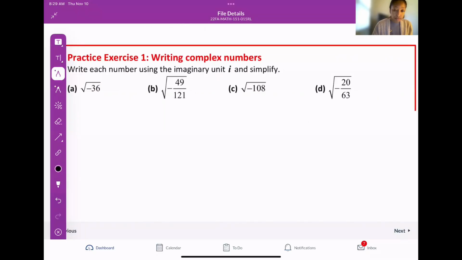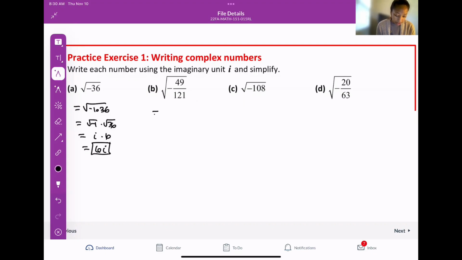For practice exercise number 1, problem 1, excuse me. The square root of -36. This is an easy one. We know the square root of 36 is 6, so the square root of negative 36 would be 6i. And again, just to show this is negative 1 times 36. The square root of negative 1 times the square root of 36 would give us i times 6, or 6i. We usually write the real number first and then the imaginary part after.